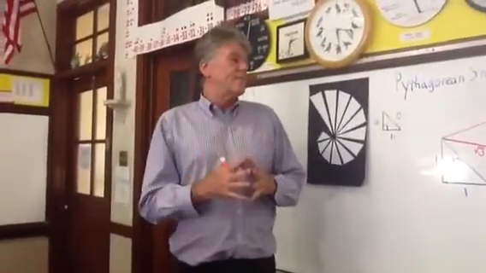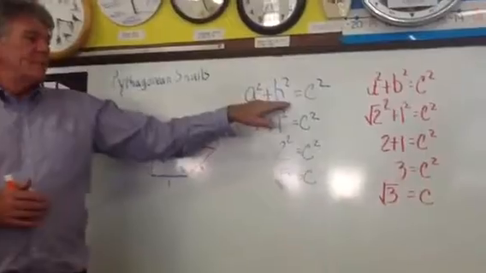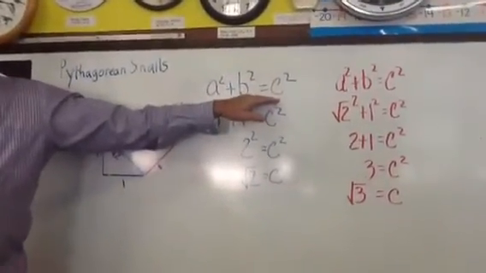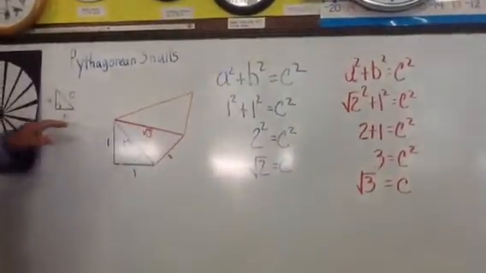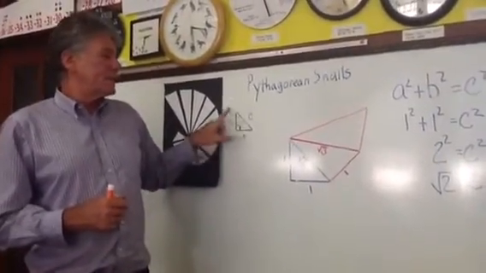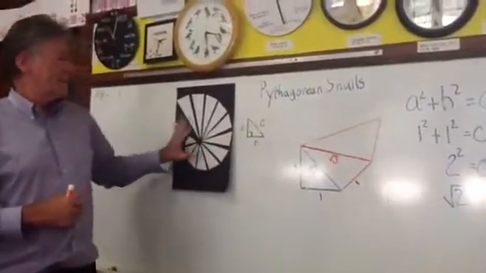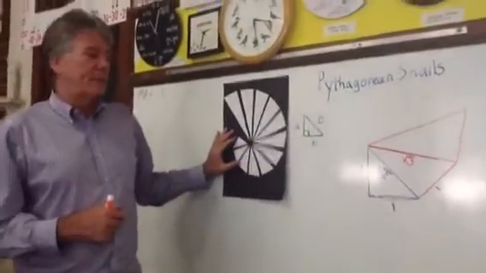Okay, it's a pretty easy formula. All it says is that a squared plus b squared is c squared, and this works for any right triangle where a and b are the legs and c is the hypotenuse. Okay, so you will get something that looks like this if you follow the formula.